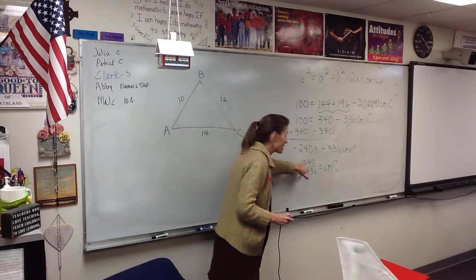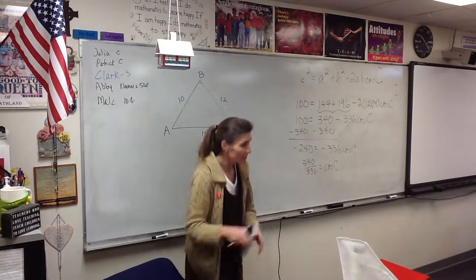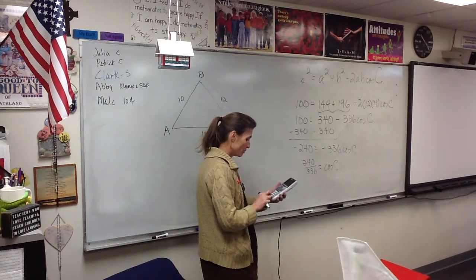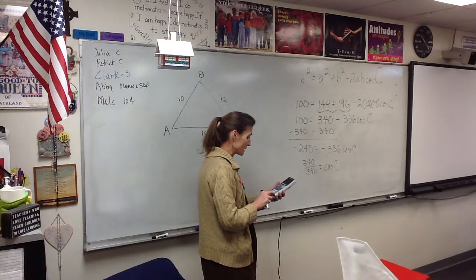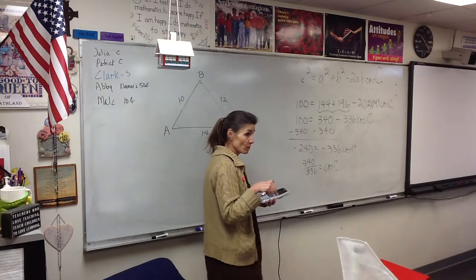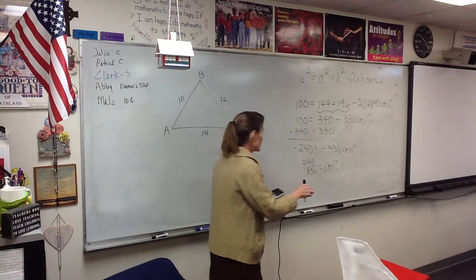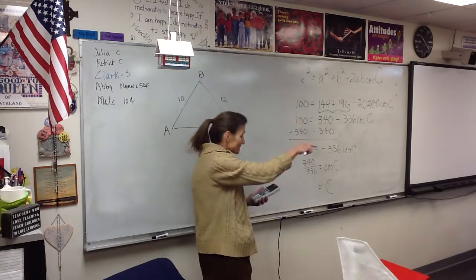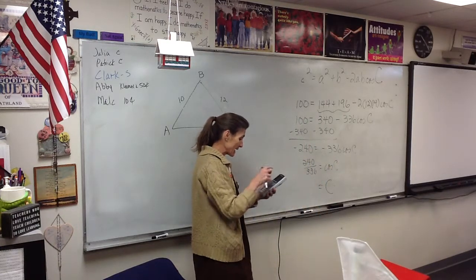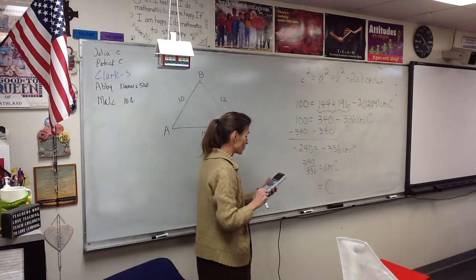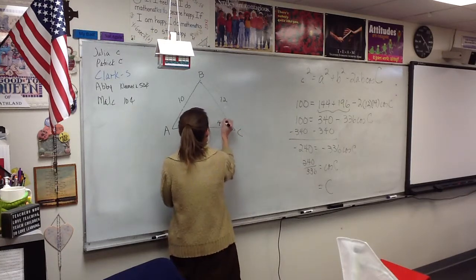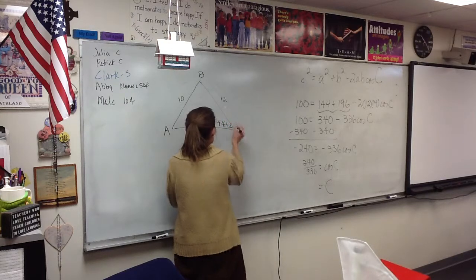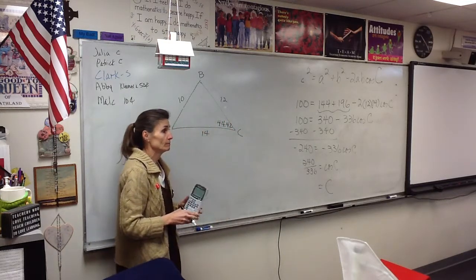Now, can you type that fraction in on your calculator? Sure you can. 240 divided by 336. Got a decimal, right? What do you think you need to do with that decimal to find angle C? Second cosine it. Second cosine that answer, and 44.42 is our angle.